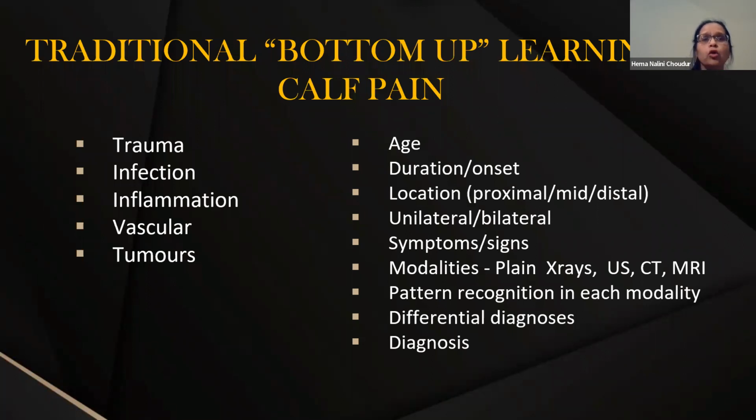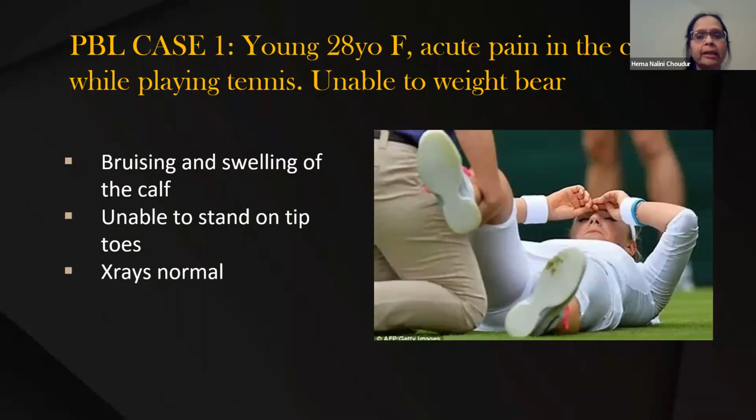So it is a lot of effort, as you can see. Now, if you use the PBL learning, let's see how we can do it differently. So PBL, I would go through about 10 cases, and then you try to identify how we use pattern recognition. So here is our first case, a 28-year-old female with acute pain in the calf while playing tennis, unable to weight bear. So this is the simplest of the scenarios.